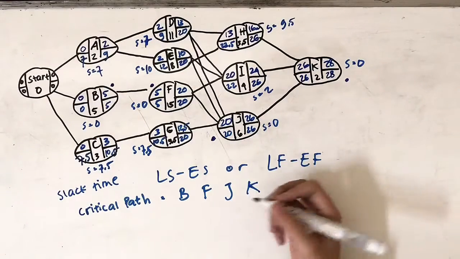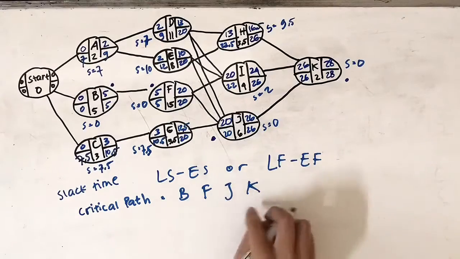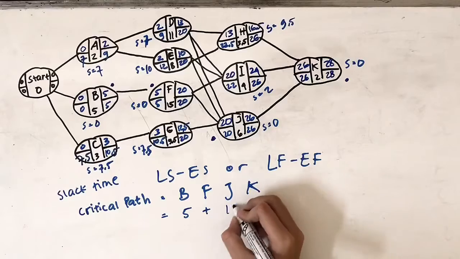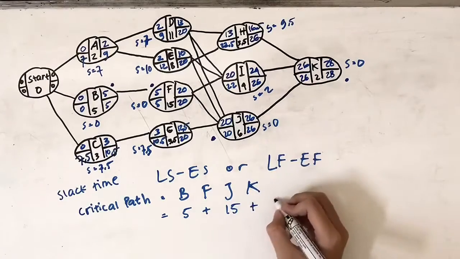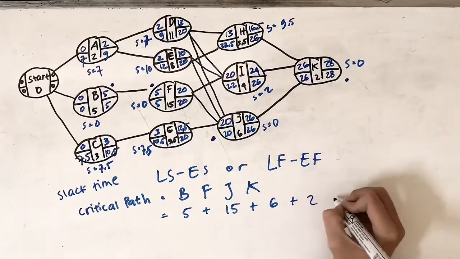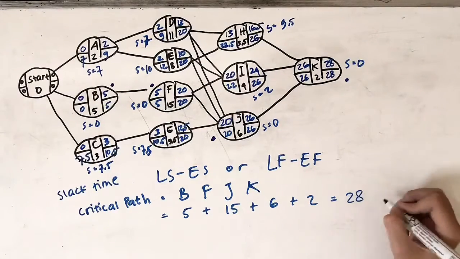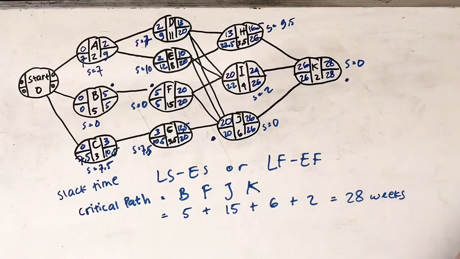Now we compute the total activity time for the critical path. B is 5 weeks, and then F takes 15 weeks, J is 6 weeks, and then K 2 weeks. Then we get 28 weeks for this project to complete, with the activities which cannot be delayed being B, F, J, and K.